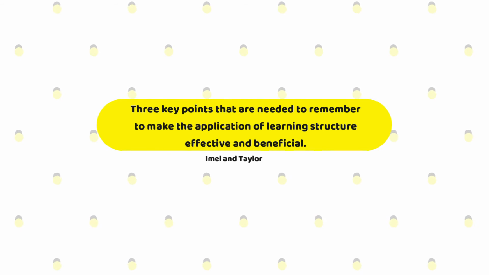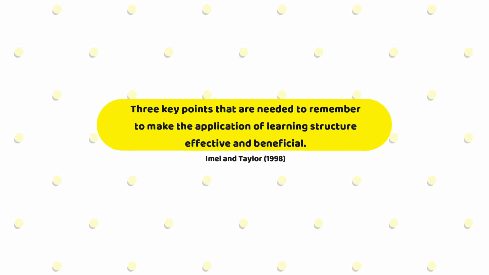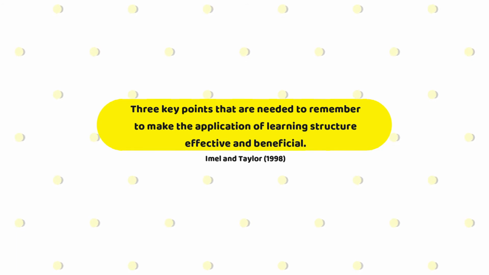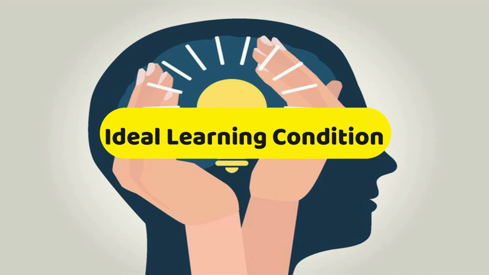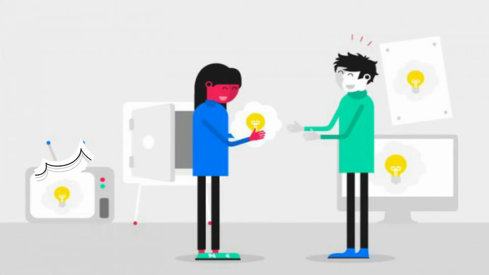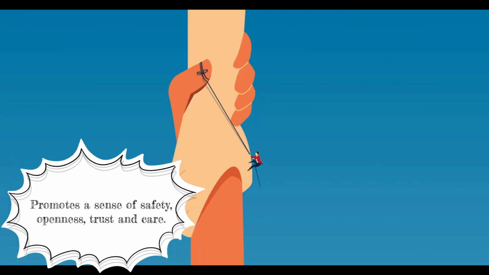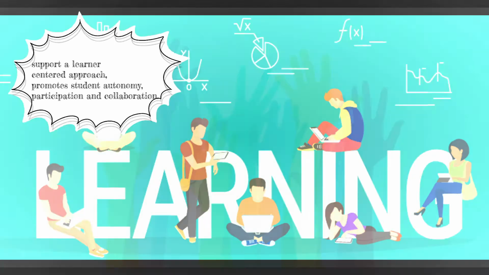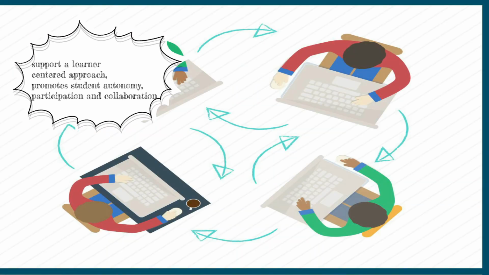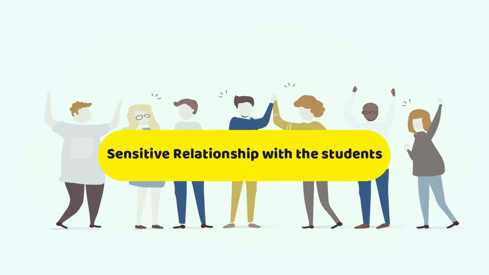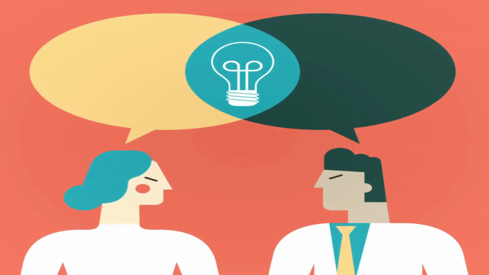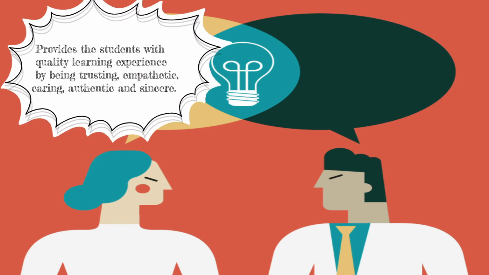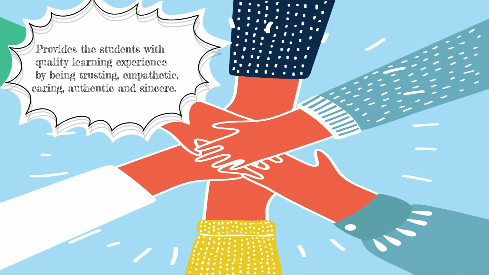To apply transformative learning in practice, Mezirow and Taylor suggest 3 key points that are needed to remember to make the application of the learning structure effective and beneficial. First key point, ideal learning condition. Ideal learning condition promotes a sense of safety, openness, trust, and care. Second key point, effective instructional methods. Effective instructional method supports a learner-centered approach, promotes student autonomy, participation, and collaboration. Third key point, sensitive relationship with the students. This provides the student with quality learning experience by being trusting, empathetic, caring, authentic, and sincere.